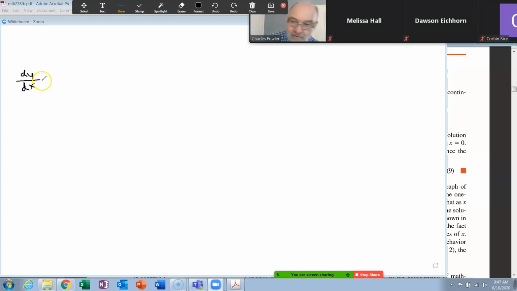Okay. Plus y equal x. This time we have an initial condition, and this truly is an initial condition: y of 0 is equal to 4, I believe it is.